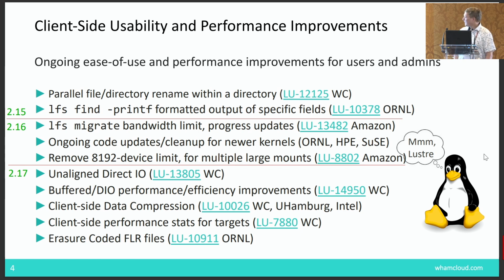And another interesting one that's been around for a long time, and you wouldn't think that 8,000 Lustre devices is a limit for people. But what actually came about is clients mounting the same file system multiple times in containers and things like that. You have a system with 40 MDTs and 150 or 200 OSTs, and then you mount it 20 times on a client, and suddenly you're running into your device limit, and so that's been fixed.